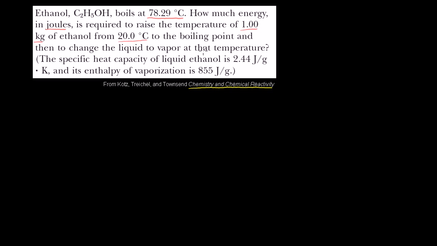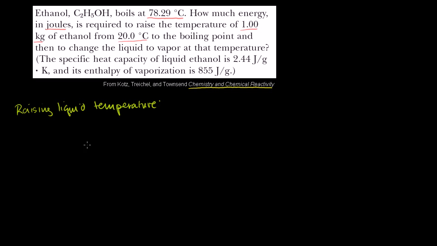So there's really two parts to this problem. How much energy in joules to take the ethanol from 20 degrees to 78.29 degrees Celsius? That's the first part. And then once we're there, we're going to have 78.29 degrees Celsius liquid ethanol. But then we also need the energy to turn it into vapor. So those are going to be the two parts. Let's just think about raising the liquid temperature first, and figure out how we're going to do that.